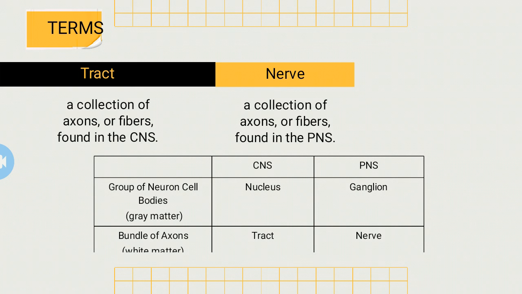So the group of neuron cell bodies in the CNS is known as nucleus, while in the PNS, it is known as ganglion. The white matter in the central nervous system is known as tract, while in the PNS, it is known as nerve.